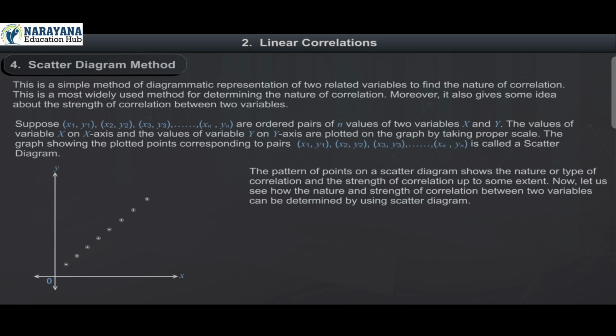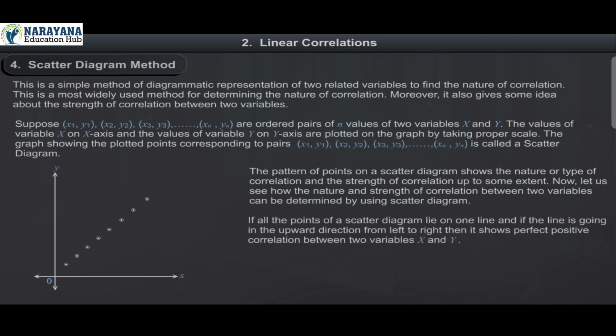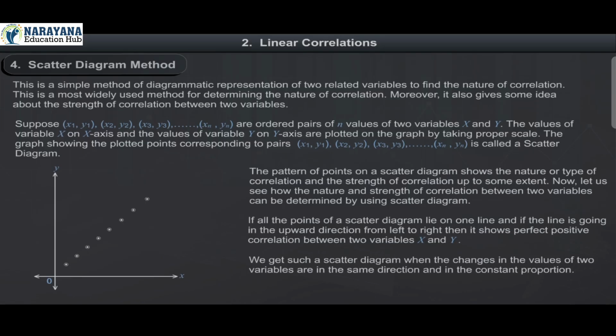Now, let us see how the nature and strength of correlation between two variables can be determined by using a scatter diagram. If all the points of the scatter diagram lie on one line and if the line is going in the upward direction from left to right, then it shows perfect positive correlation between two variables x and y. We get such a scatter diagram when the changes in the values of two variables are in the same direction and in constant proportion.